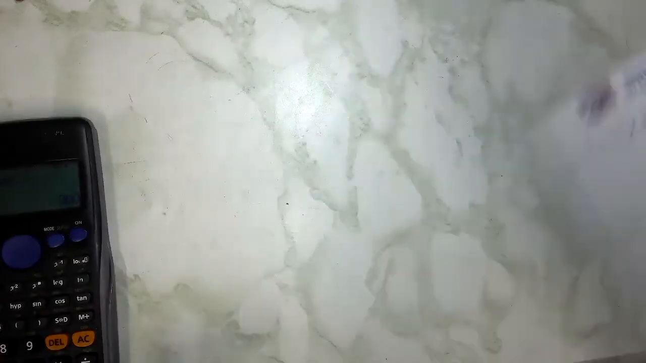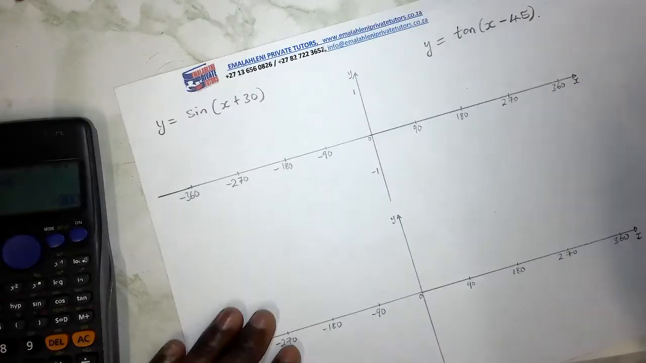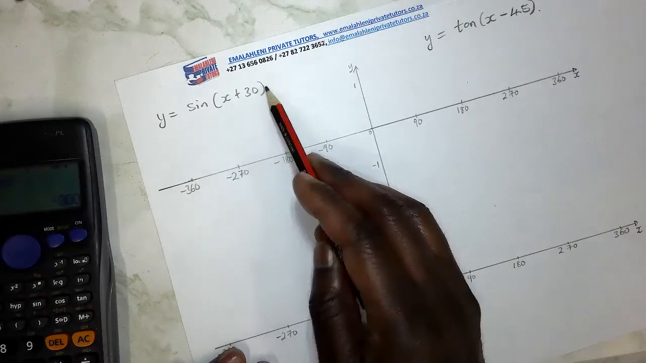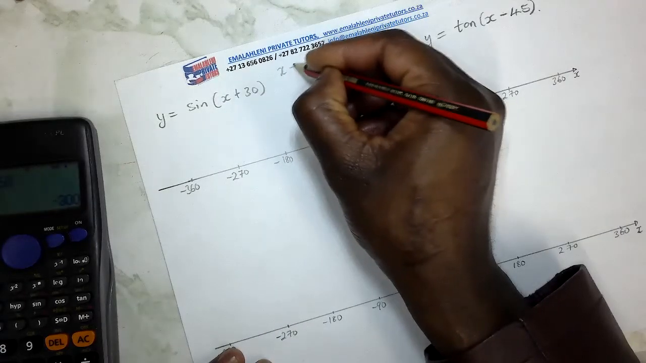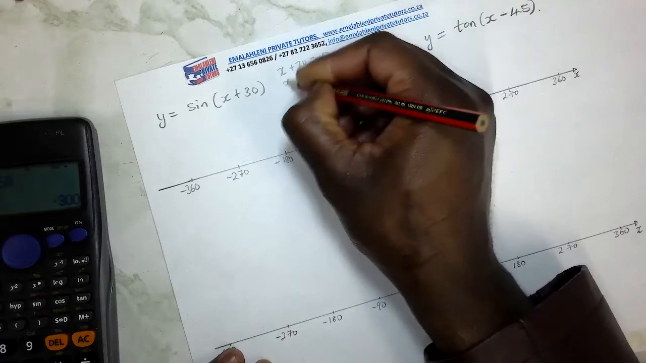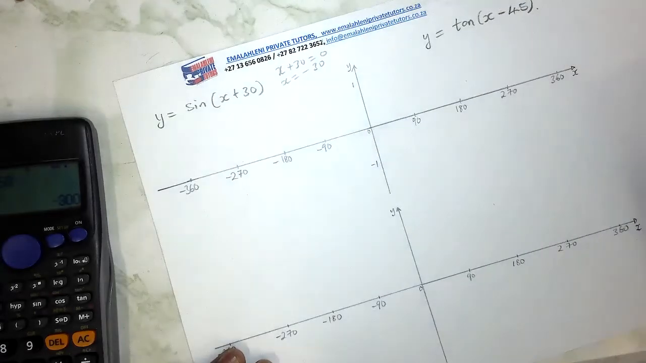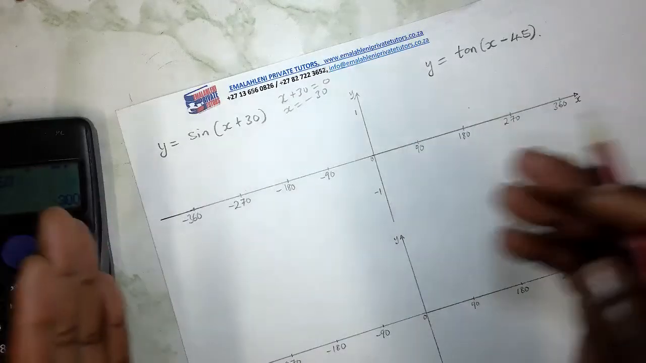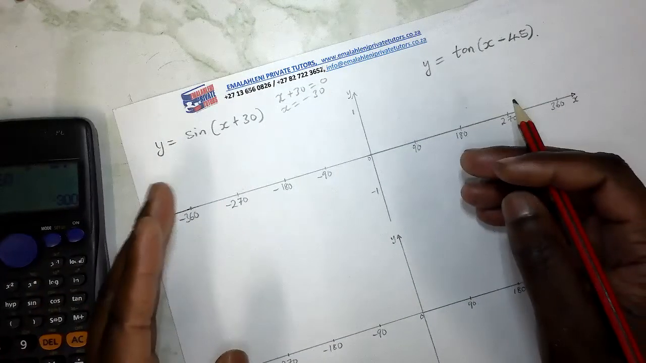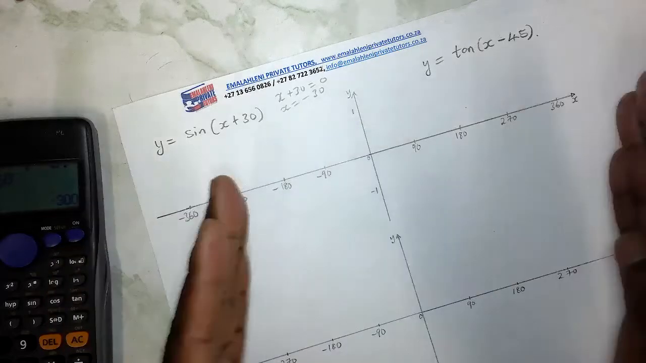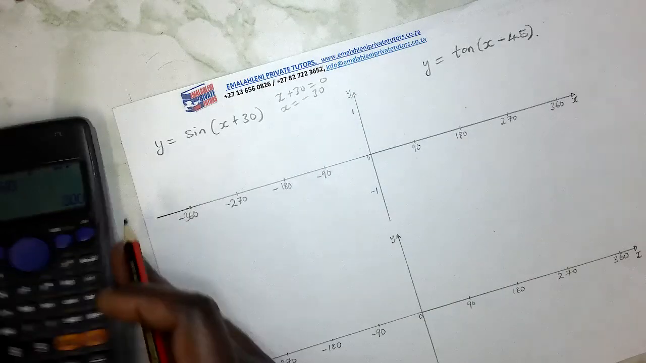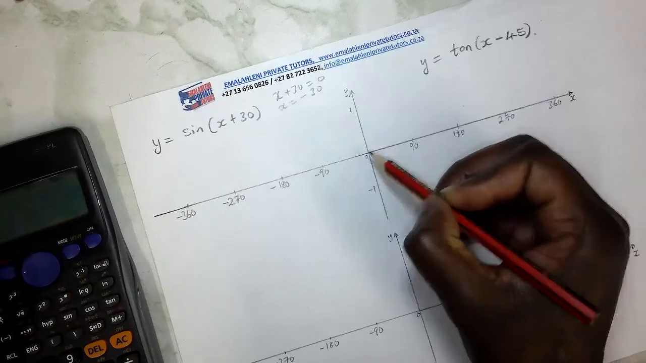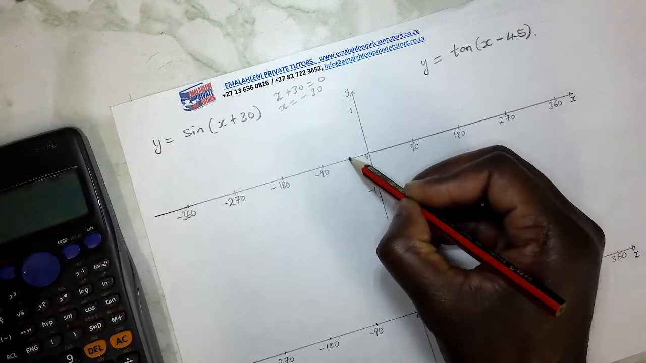Okay, now let's see the last graph that we have here. We are saying sine of x plus 30. So we know x plus 30 equals 0, x equals negative 30. So we are shifting how many units? We are going to the left. So it's going to be negative 30. Everything you are shifting your graph to the left by 30 degrees. So now it means that where it's supposed to be 0, it's now 0 at negative 30.